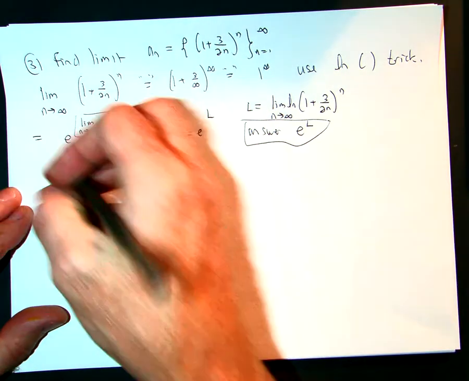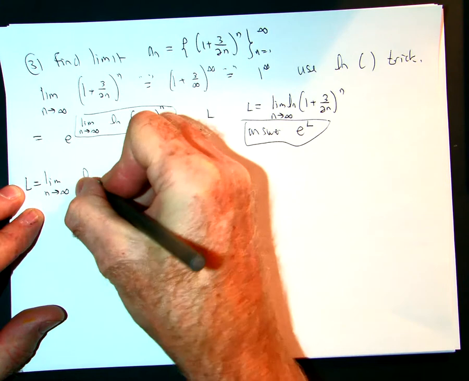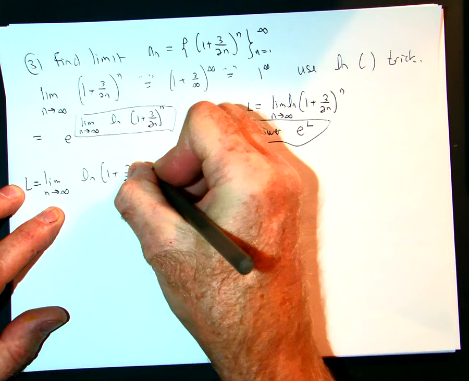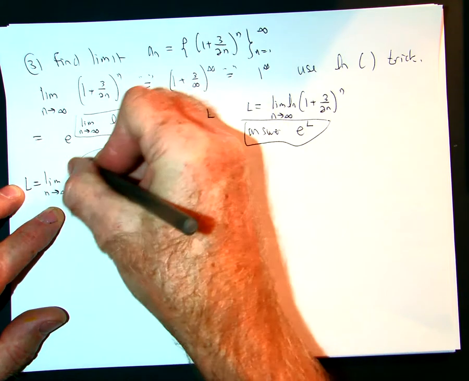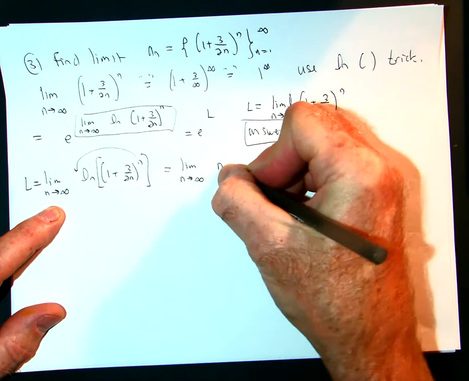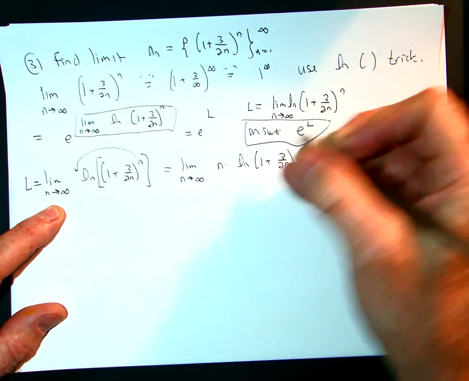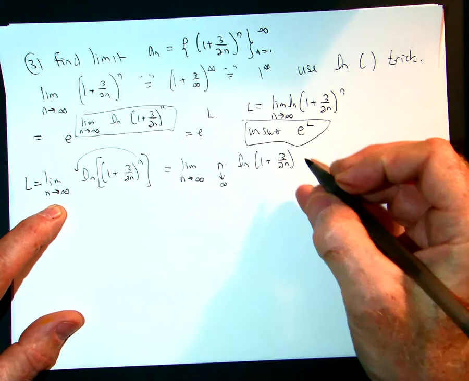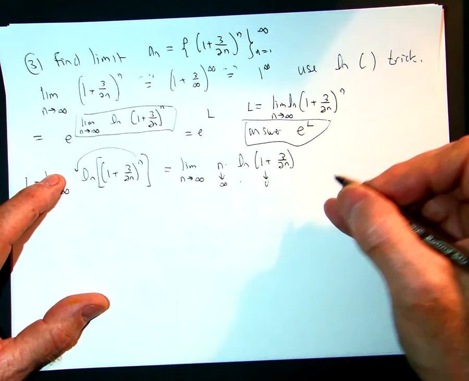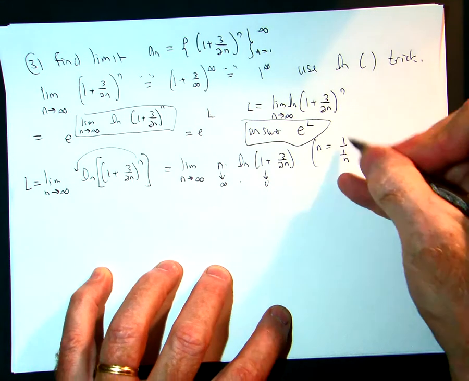So L is equal to the limit as n goes to infinity of natural log of 1 plus 3 over 2n to the n. Bring that down. Okay, this limit goes to infinity. This limit goes to 0, log of 1. So what I need to do is use the trick where n is equal to 1 over 1 over n to rewrite this limit, which I'll do next.